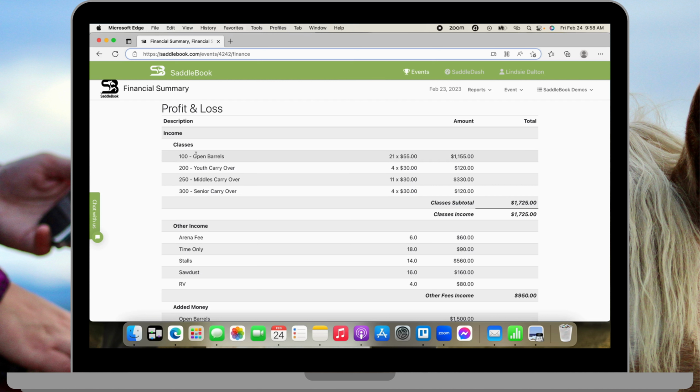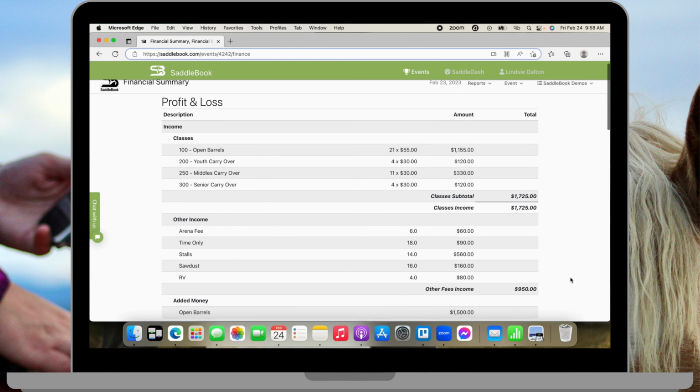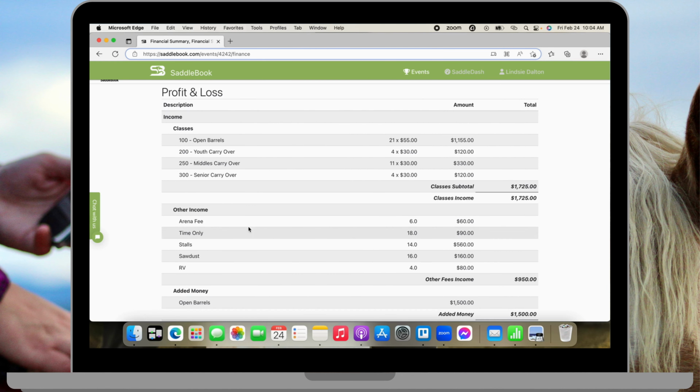If we look at class 100, the open barrels, there were 21 people that entered. They paid $55 each, bringing your open total income to $1,155. If you look at your class 200 youth carryover class, 4 people entered, paying $30 each, bringing your total youth carryover class income to $120. Adding all of your incomes together brings a subtotal of $1,725 and a class income total of $1,725.